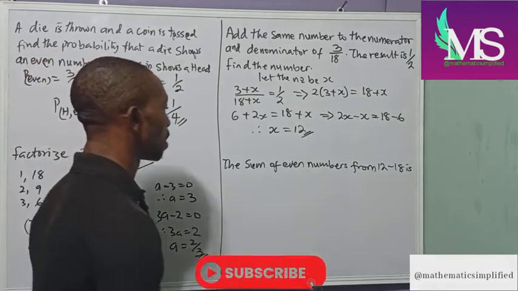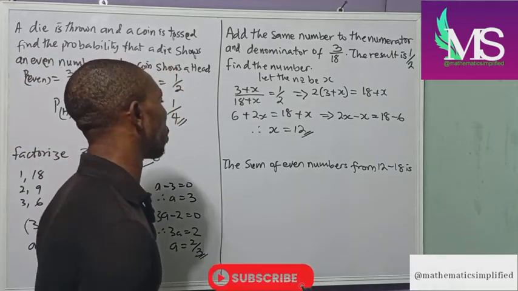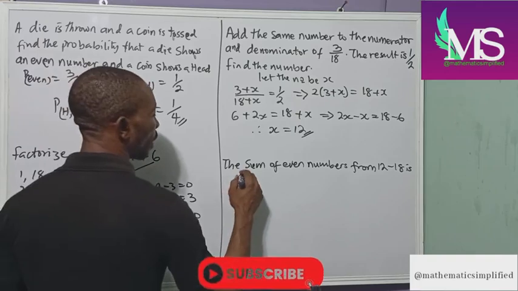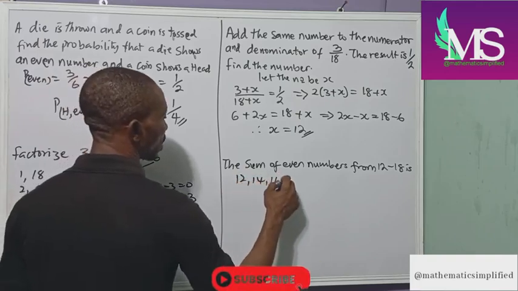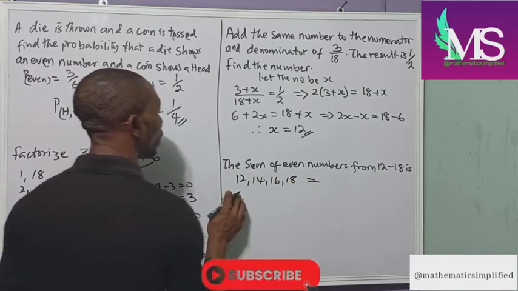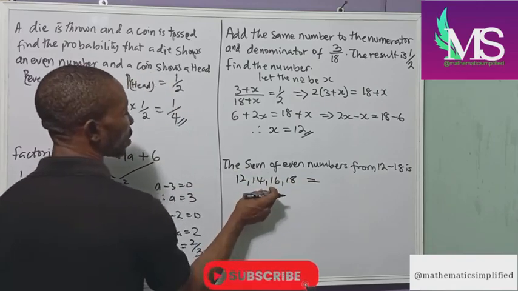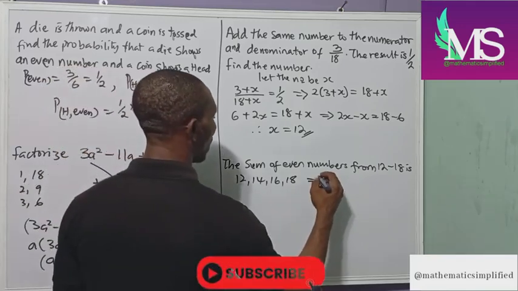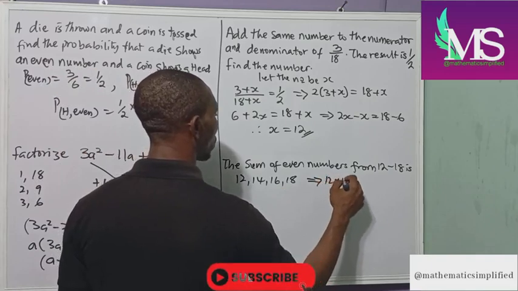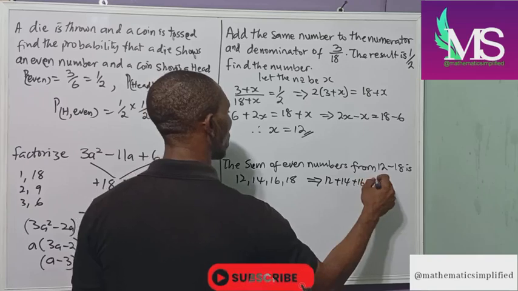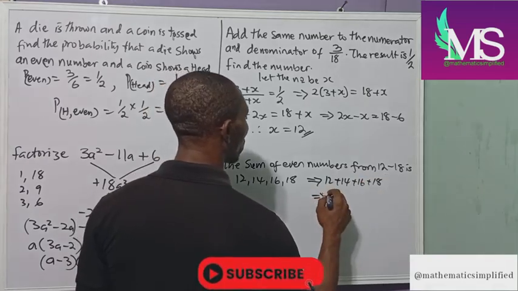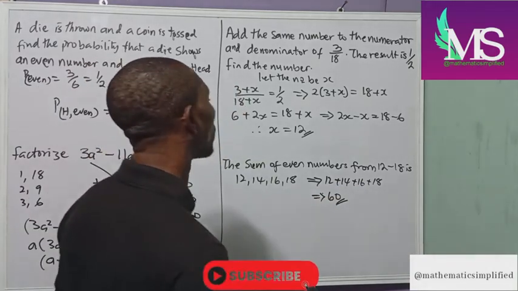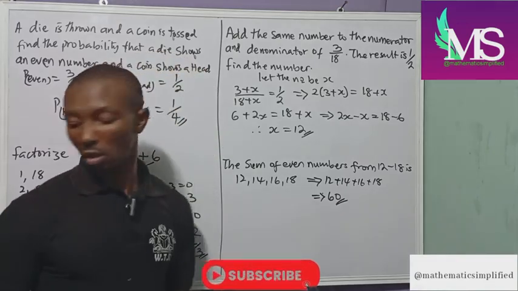Now, the next one says the sum of even numbers from 12 to 18 is, now from 12 we have 12, 14, 16, 18. Now the sum of these two will give us 30, and these two will give us another 30. So 30 plus 30, that will give us 12 plus 14 plus 16 plus 18, which gives us 60. So the sum of even numbers from 12 to 18 is 60.